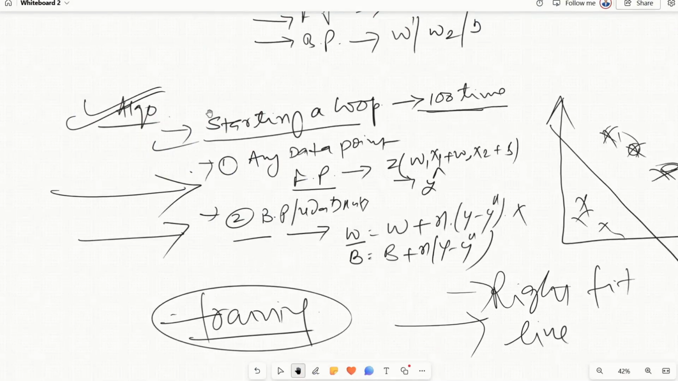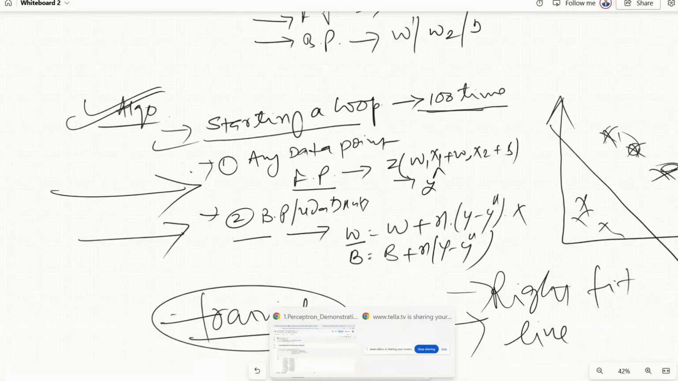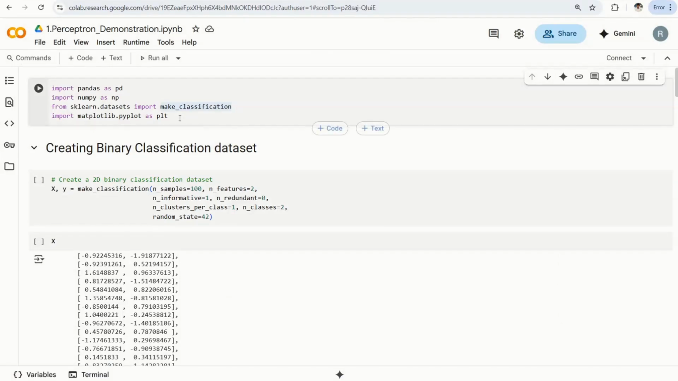So the same algorithm, I'm writing in pseudo code, in code, so that you will understand how the update happens. Let me explain that. It's very simple. Here, let me run this cell.